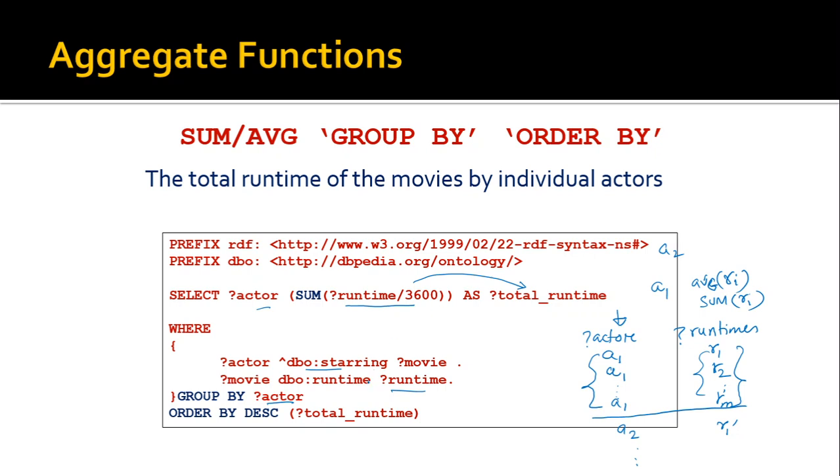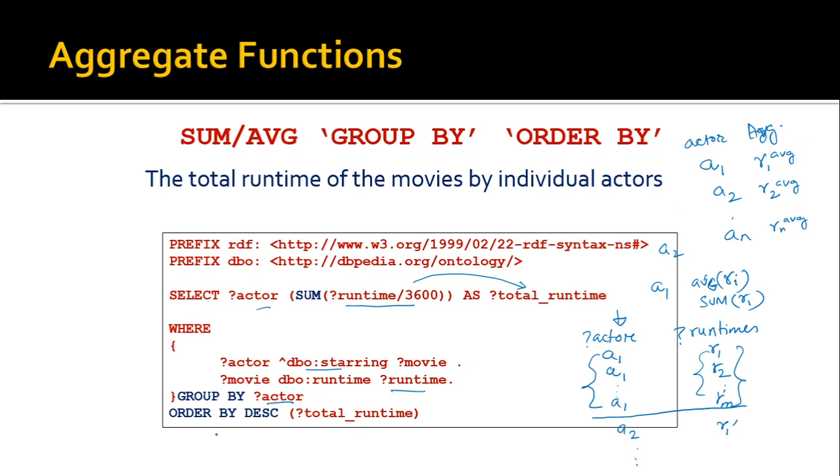And also along with grouping, after we have got this aggregated data, so for example for A1 we have got, say, R1 AVG, right? And for A2 we have got, say, R2 AVG, right? And then for AN, RN AVG, right? Now you want to present them in sorted order. So this is your, say, average runtime, and this is your actor, right? And to present them in the descending order of, say, average runtime, you can do it for total runtime.